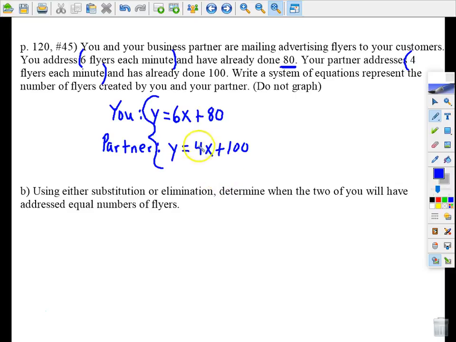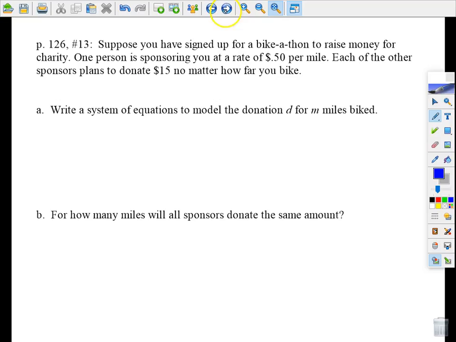And so once again, much like the other one, I think we've done the hard part. Using substitution is probably easier, but I'll let you use either one. Let this expression replace y in the top, or you could let this expression replace y in the bottom. And when you solve for x, x of course stands for a number of minutes. So after how many minutes will you have both made the same number of flyers? And you're basically solving for x here. So see if you can finish that problem.